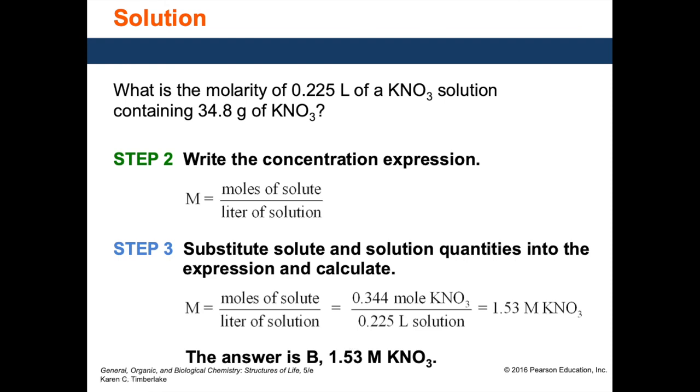All right, so we take the moles and divide by 0.225 liters, and there you'll get the answer. So you should have gotten something in the ballpark of 1.53 molar. Okay, and again, if you got something slightly different, slightly higher, that's okay, as long as it's close. It's good enough for multiple choice.